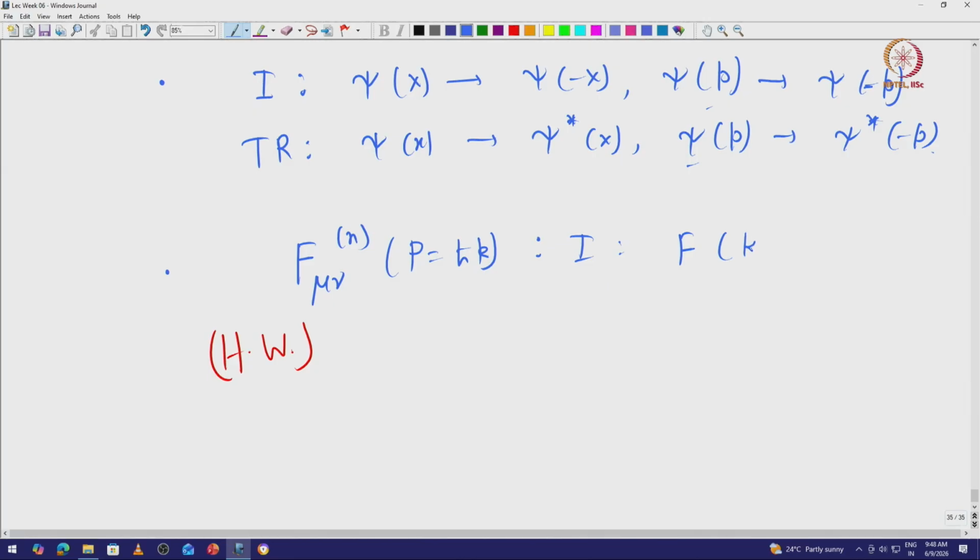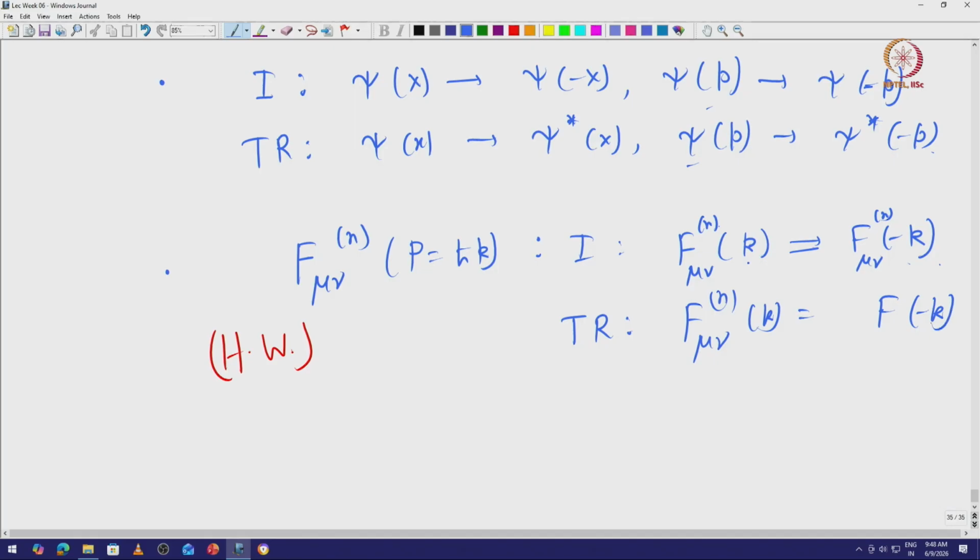If k changes to minus k, the Berry curvature for the same band at k and minus k becomes equal if you have inversion symmetry. If you have time reversal symmetry, k goes to minus k and you get a negative sign.